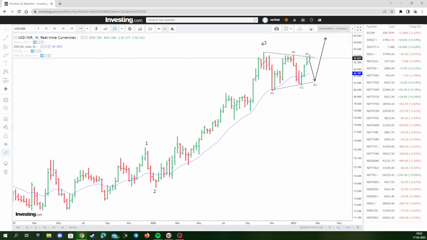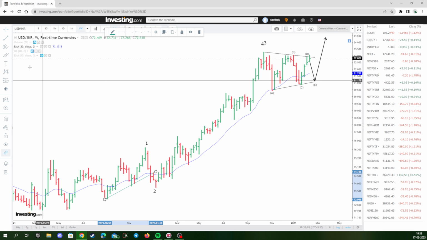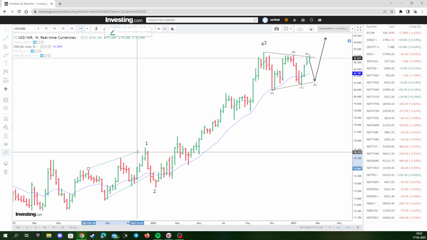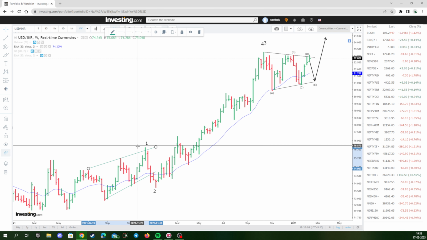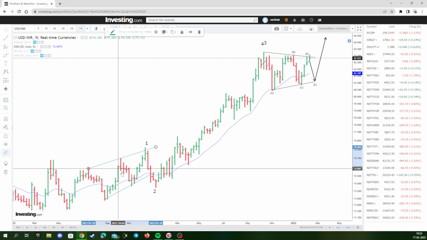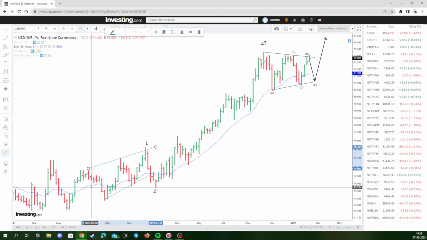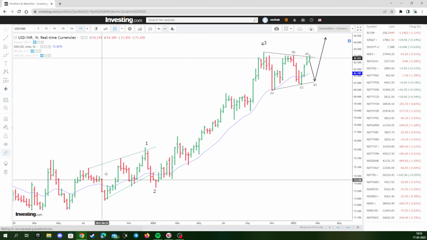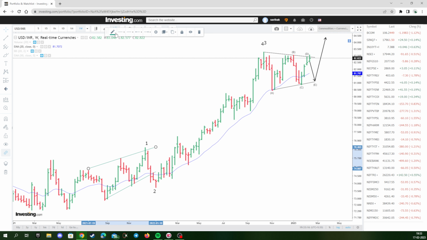So this is where I would like to start counting my initial impulse, wherein wave 1 has to be labeled as some sort of leading diagonal 1, 2, 3, 4, 5, and this being wave 2. Well, if you try to calculate the lengths, they are in fact very precise up to the documented rules.